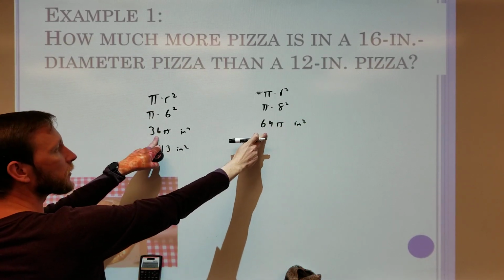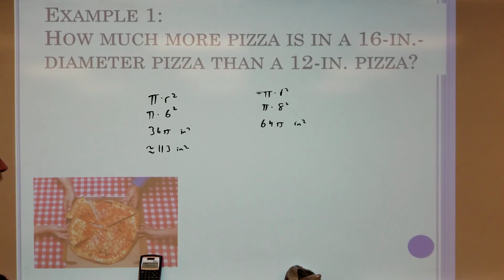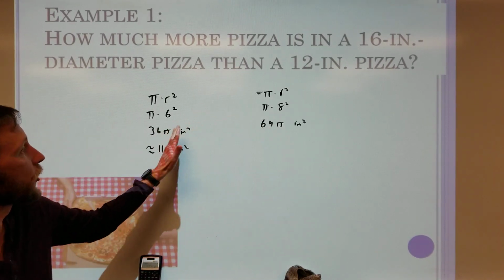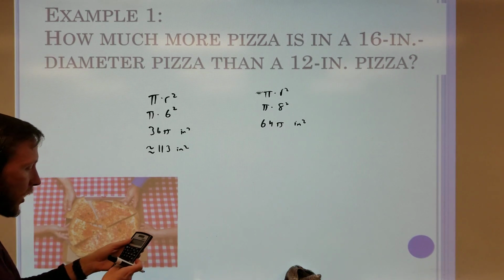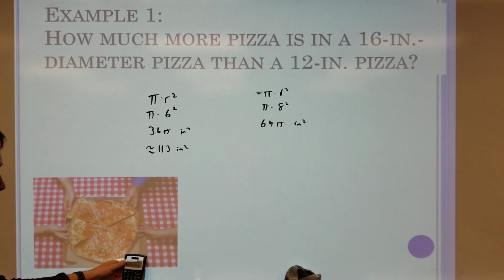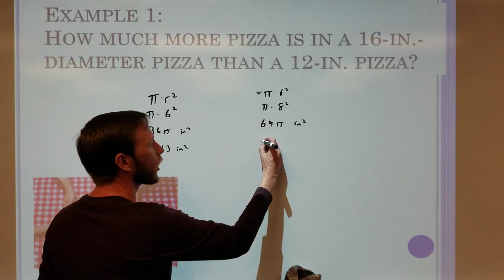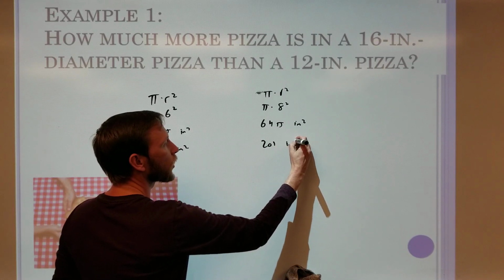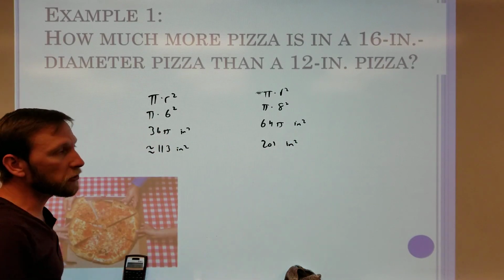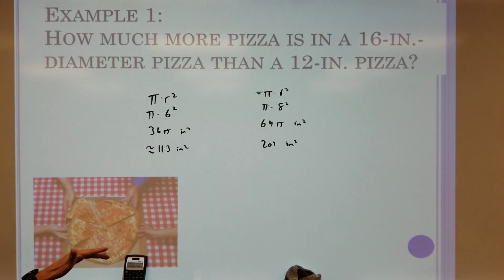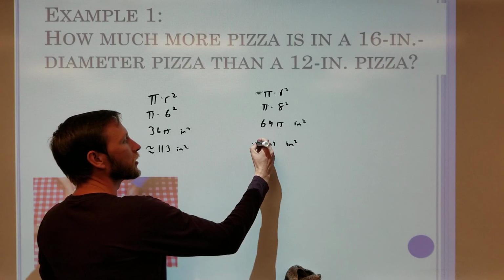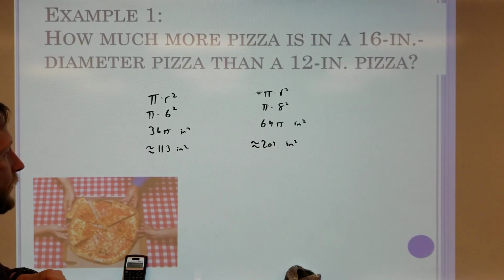Let me look at the difference here from 64 to 36. It's almost double, right? 72 pi would be doubled. And so here's what happens when I do 64 times pi in the calculator. It gives us about 201 square inches. Look at the difference there. When you buy the large pizza, you make sure that you can have enough food for leftovers.